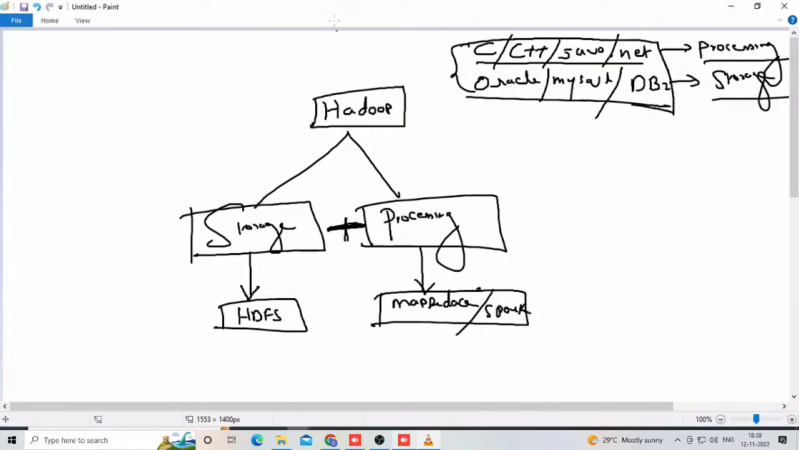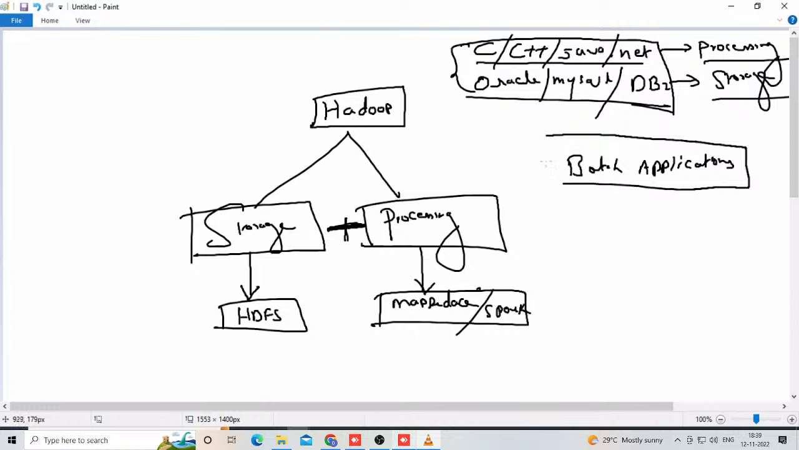So we need to understand what purpose Hadoop is for, and what kind of applications we can develop using Hadoop. For storage, HDFS, and for processing, MapReduce or Spark. Hadoop is meant for batch applications. Hadoop is not for online applications. If you are making a single transaction, Hadoop is not required. For millions and trillions of records you can go for Hadoop, but for a single record or two records, you can go with the databases. So for batch applications, millions and trillions of records, storing and processing, go for Hadoop.